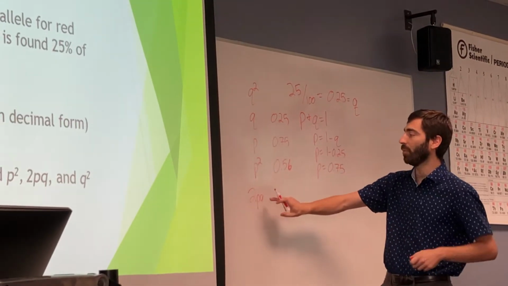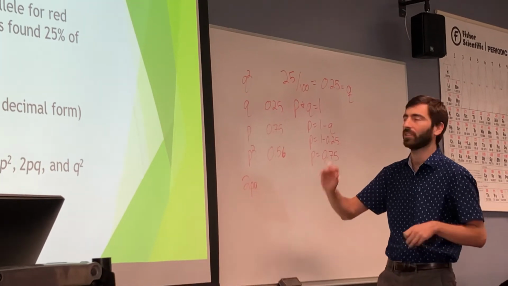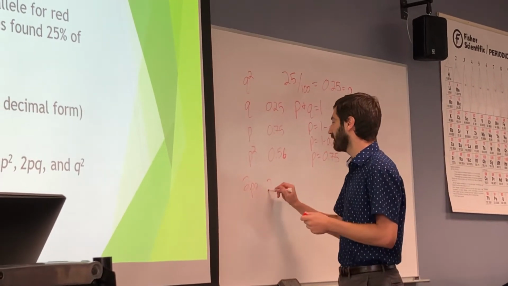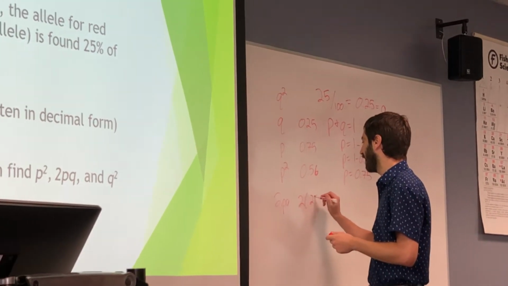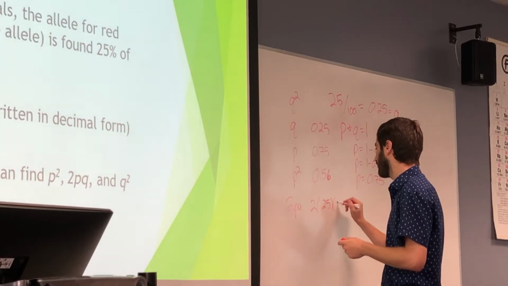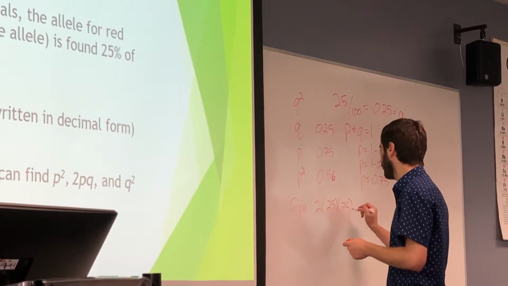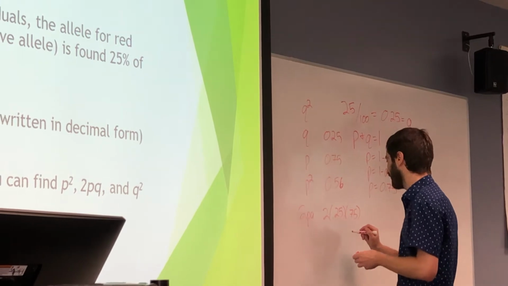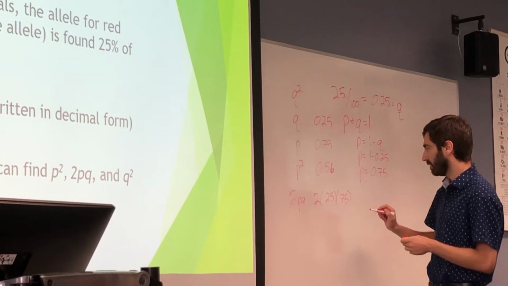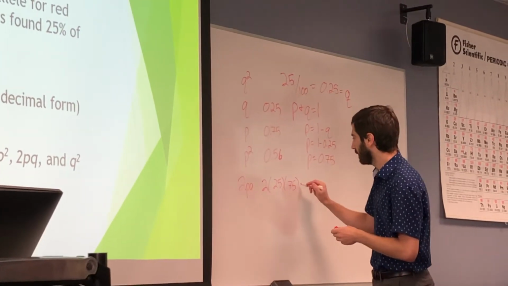Now we know what p and q are, so we can solve for 2pq. It's going to be 2 times 0.25 times 0.75. Can anyone tell me what that is? Is that 0.375? 0.375, yeah. Okay.